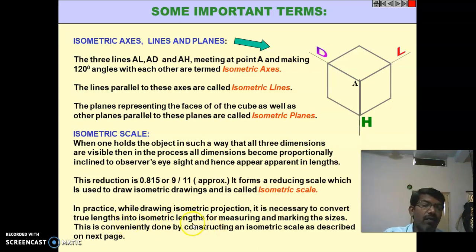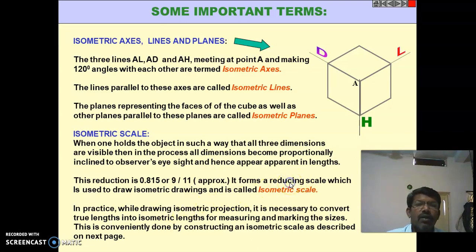When views are drawn, you can take directly whatever dimensions are given in the orthographic projection; you can take the same length and project it there. But when an isometric projection is to be drawn, you have to convert all the dimensions given in the problem by multiplying by 0.815. Now, suppose you do not have a calculator, how can you convert this normal scale to the isometric scale?